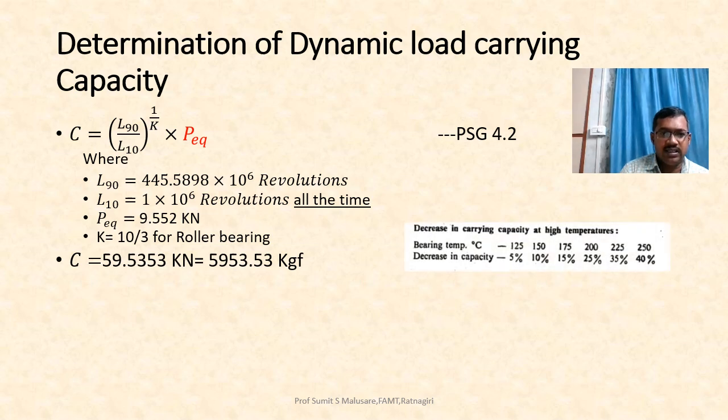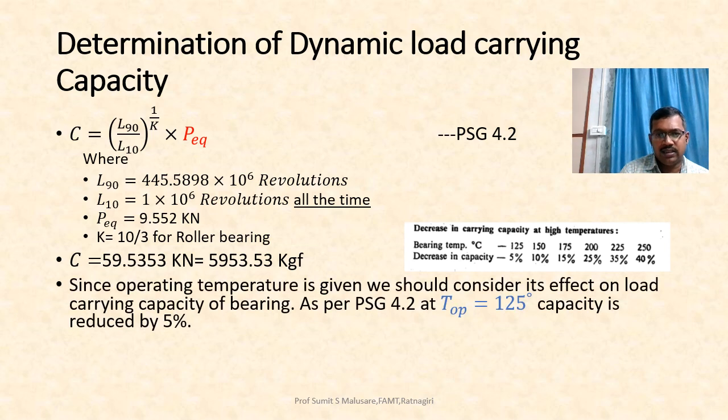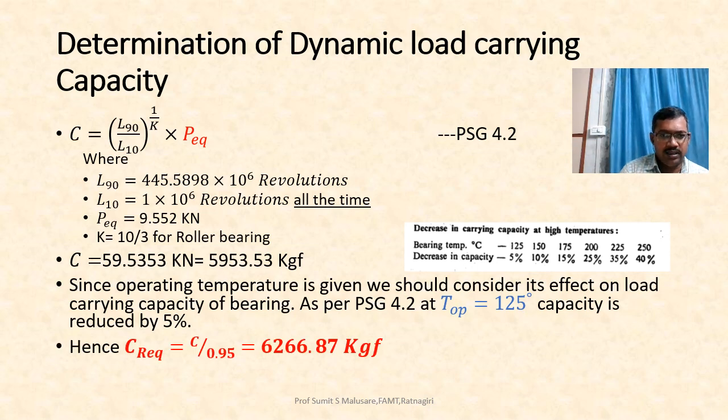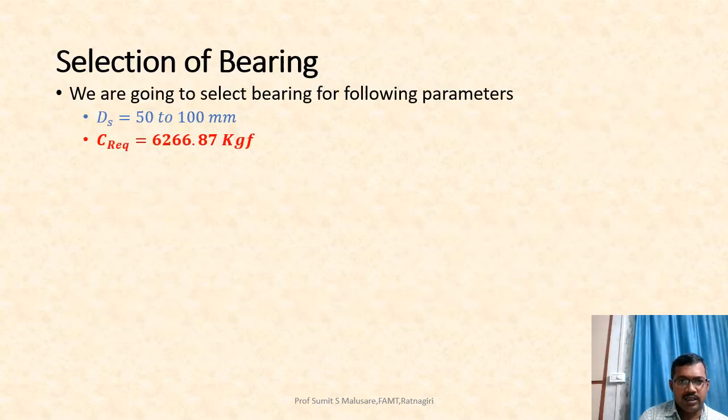Now this comes out to be C equal to 5953.53 kgf. Okay. Now here operating temperature is 125 degrees centigrade. Hence I have to consider the higher static load carrying capacity. So C required is equal to 6266.87 kgf.